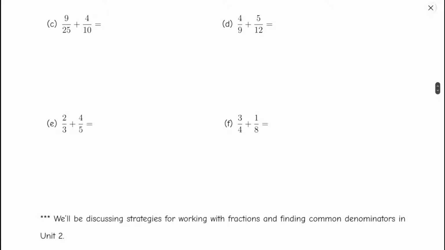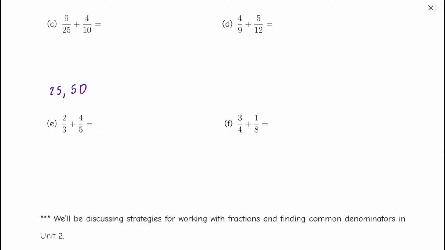9/25 plus 4/10. Now these do not have a common denominator. A simple technique for finding the common denominator is you start with the larger one and compute its multiples until you see a multiple of the smaller one. So for example, between 25 and 10, 25 is bigger, so I'm going to go 25. And then 25 times 2, that's the next multiple, that's 50. Oh, 10 goes into 50, so 50 is the LCD, it's called.